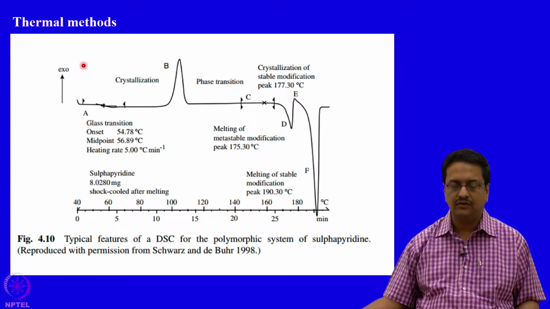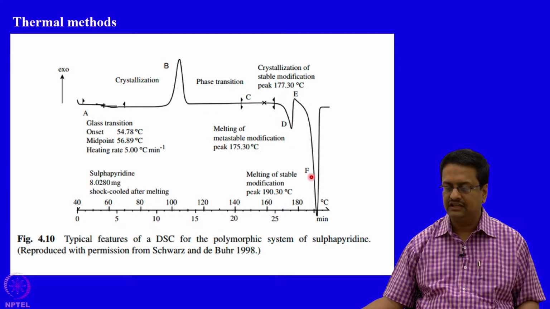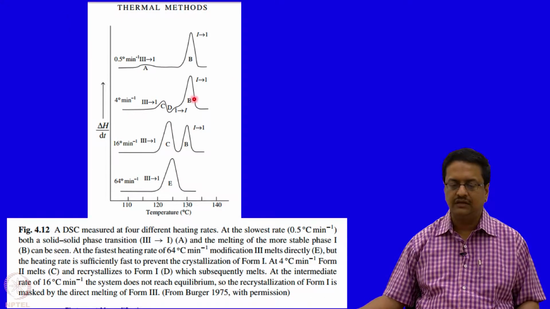You remember this plot is exothermic up, a crystallization happening as exothermic. So, that is a phase transition, and there are melting of metastable phase and the melting of stable polymorph and so on. These behaviors can be observed if we do any differential scanning calorimetry experiment with the polymorphs. So, this is one example where a slower rate of heating allows a phase transition from 3 to 1, and then 1 melts to liquid.